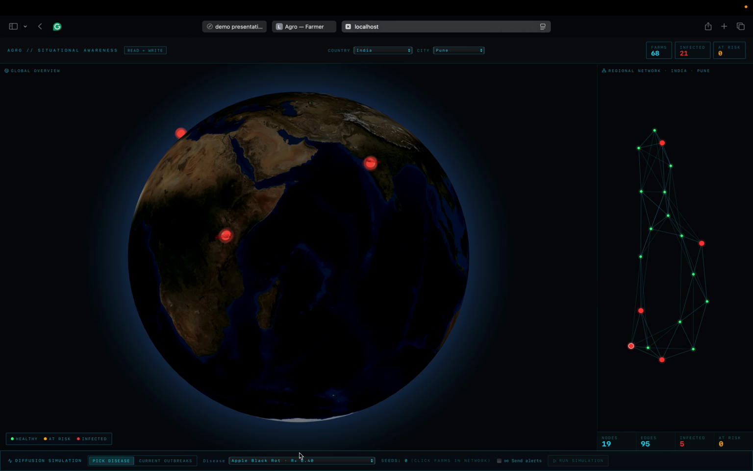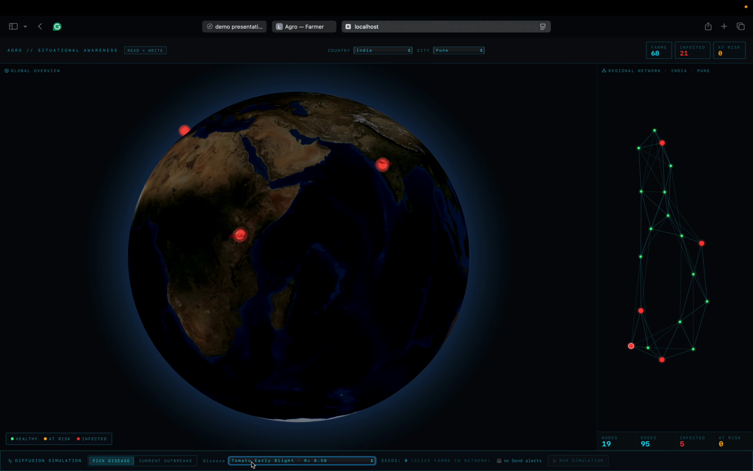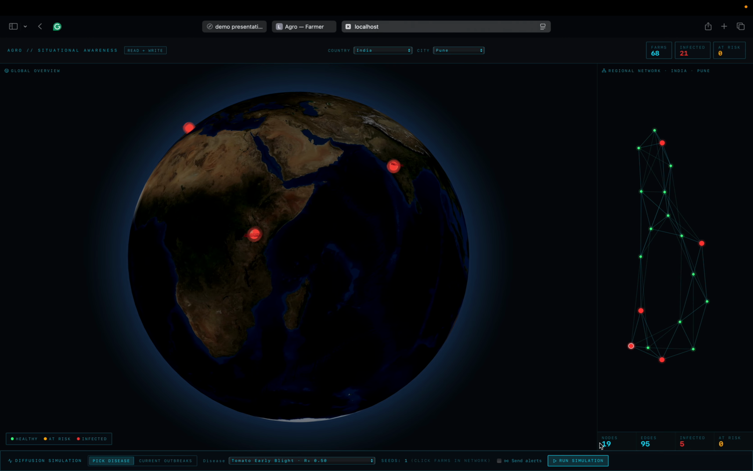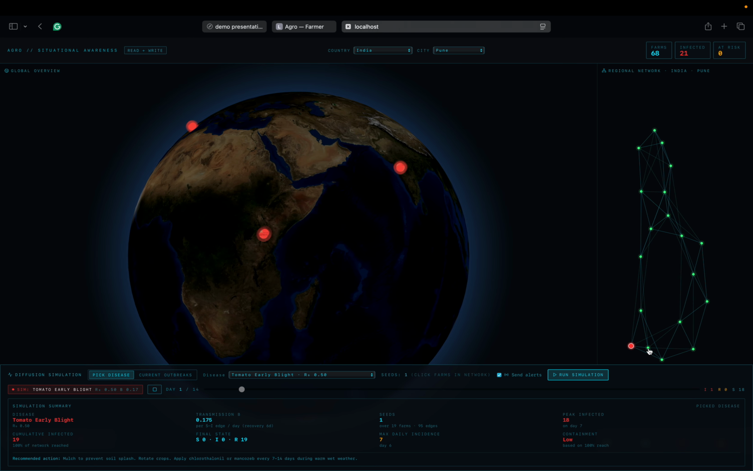And now we're able to run different disease spread simulations, such as tomato early blight. We're going to pick the simulation to start at farm 17 and send alerts to all these different farms based on how fast the disease will spread to their farms. So as you can see, by about day 7, everyone is infected and they go into a recovery stage of 6 days for early blight.